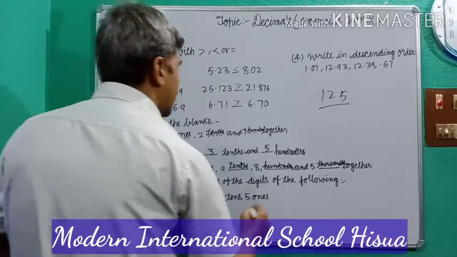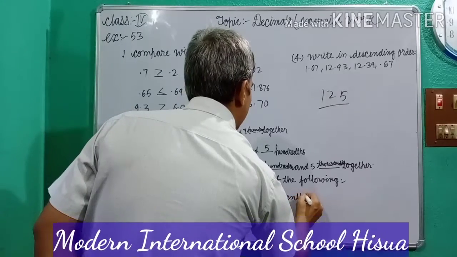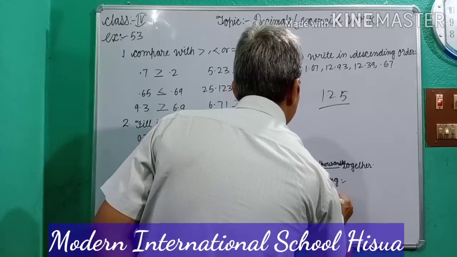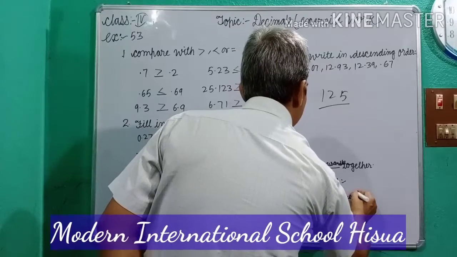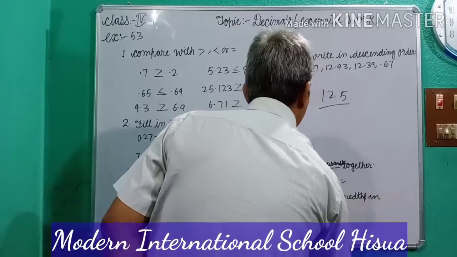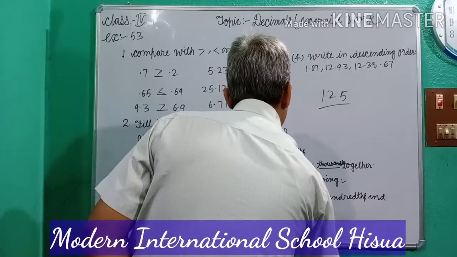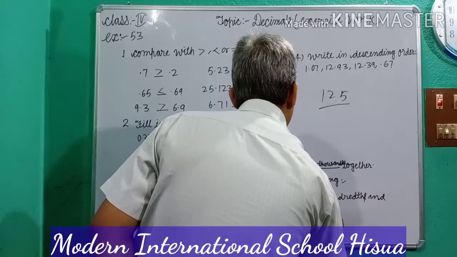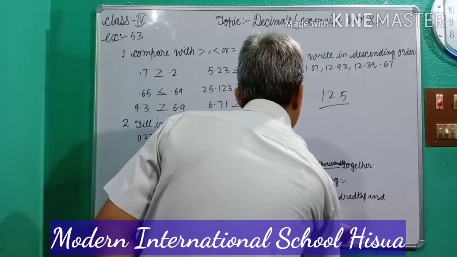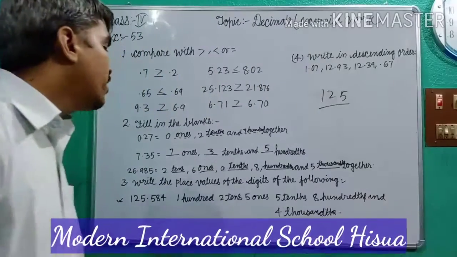Five ones, 5 tens, 8 hundreds, and 4 thousands. In this way you find out.